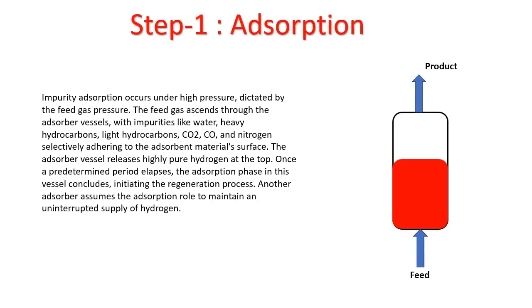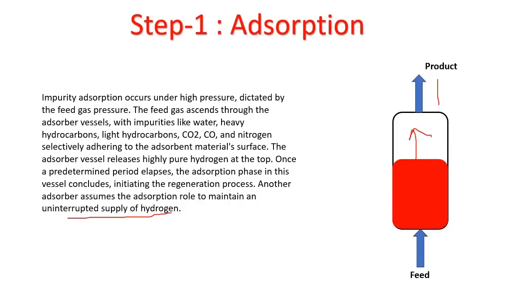Now, step one. What happens in step one? Basically, impurity adsorption occurs under high pressure, dictated by the feed gas pressure. The feed gas ascends through the adsorbent vessel with impurities like water, heavy hydrocarbon, light hydrocarbon, carbon dioxide, carbon monoxide, and nitrogen selectively adhering to the adsorbent material surface. The adsorber vessel releases the high purity hydrogen from the top. Once the predetermined period elapses, the adsorption phase in this vessel concludes, initiating the regeneration process. Another adsorber assumes the adsorption role to maintain an uninterrupted supply of hydrogen.